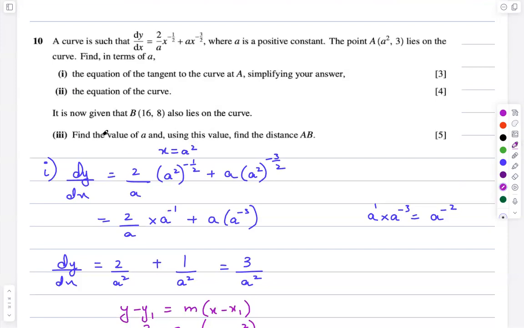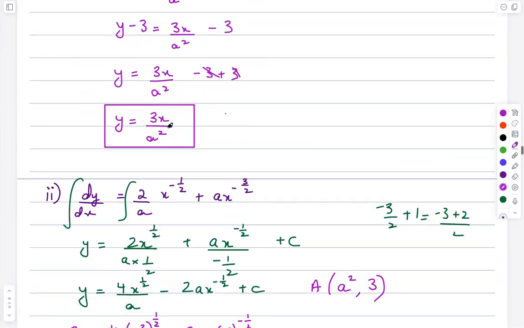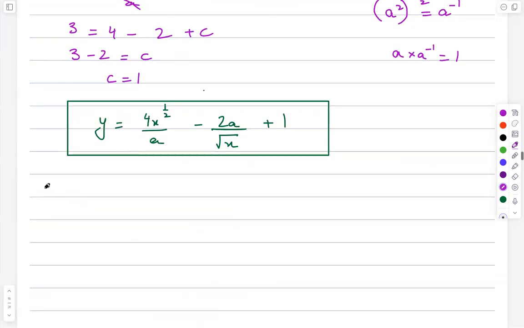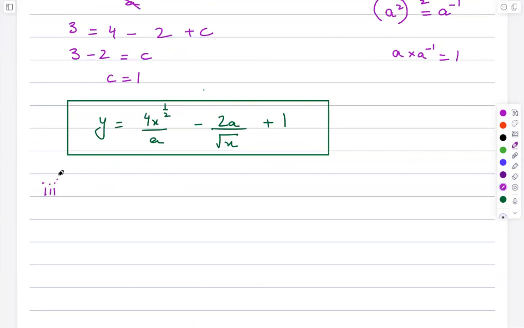In part 3, it says it is now given that B (16, 8) also lies on the curve. We have to find the value of a using this and find the distance AB. Now, as this point lies on the curve, in place of x and y in the equation we can write 16 and 8. So in place of y, we can write 8 is equal to 4 into 16 to the power half upon a minus 2a upon square root of 16 plus 1.